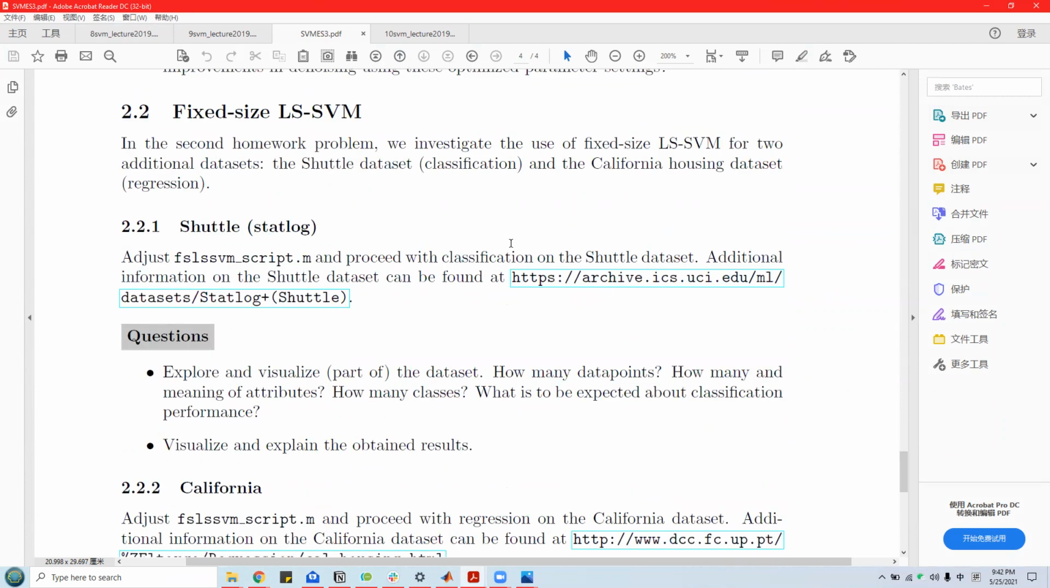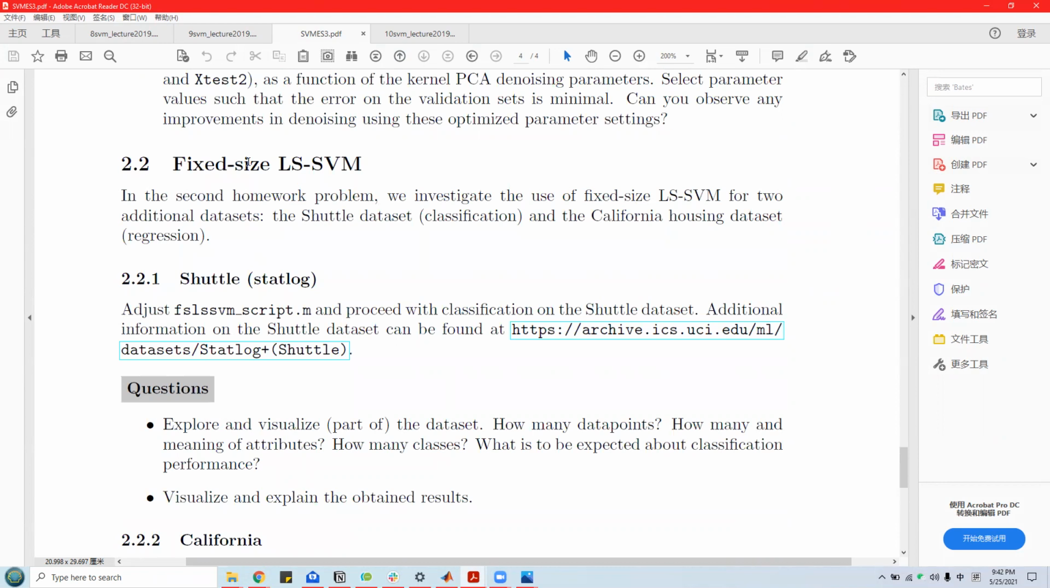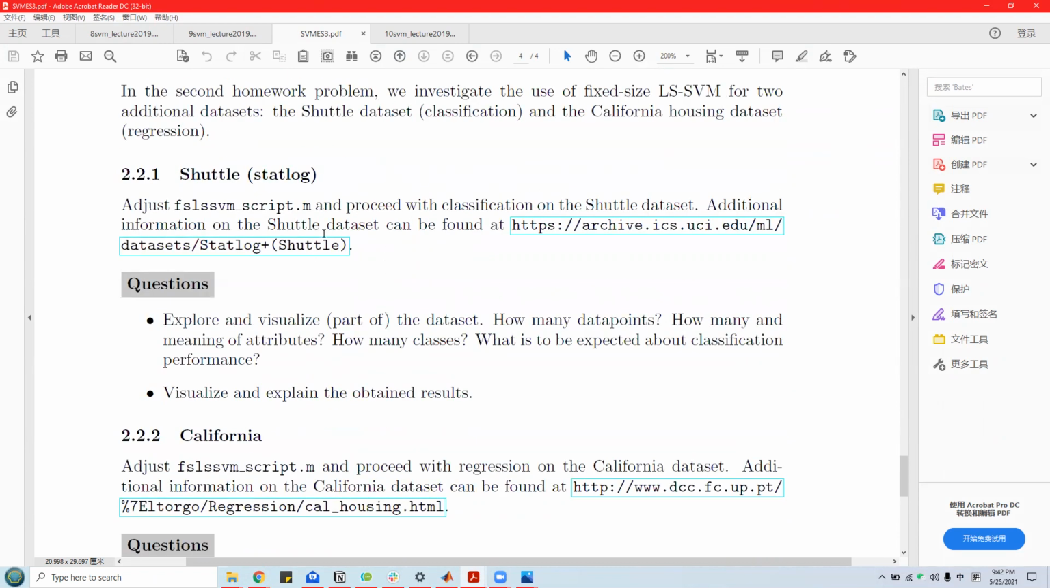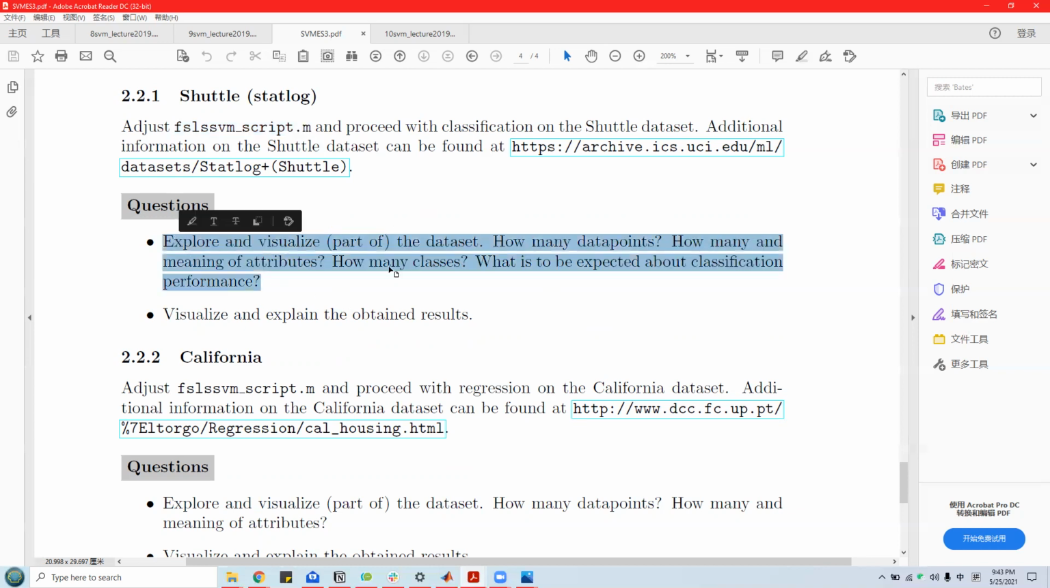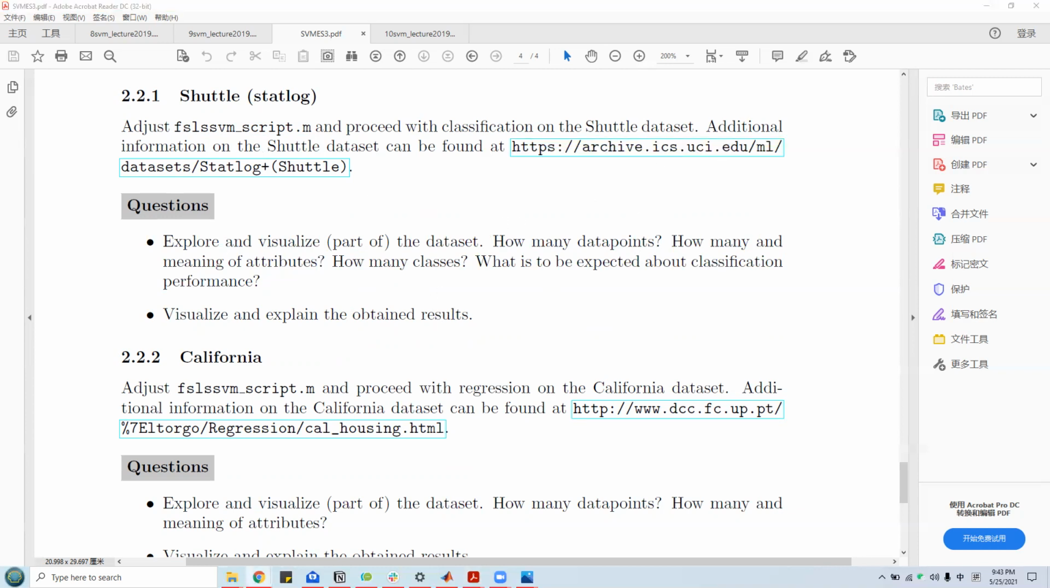Okay. So now let's come to the homework of the fixed size LS-SVM, and we basically need to run the script again. Like in the beginning we ran with the Wisconsin dataset, and here we need to run both, on the Shuttle and California. For the first one, you need to explore and visualize the data sets: how many data points, how many attributes, how many classes. You can do this just by using this link, I guess.